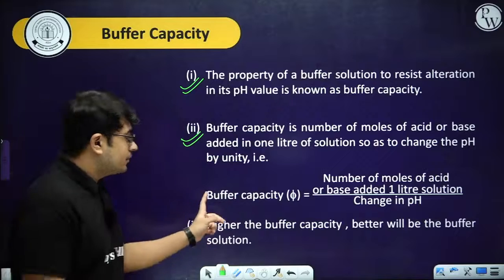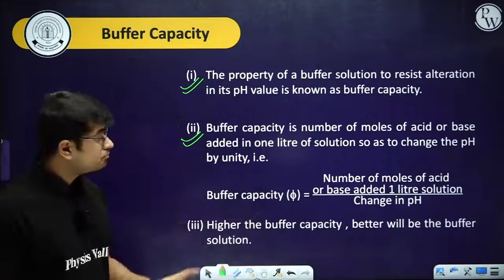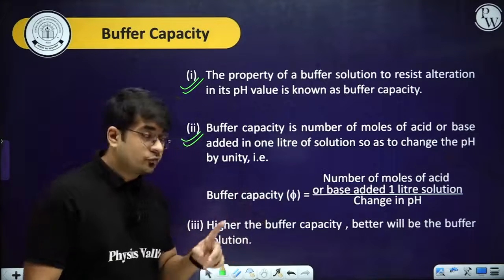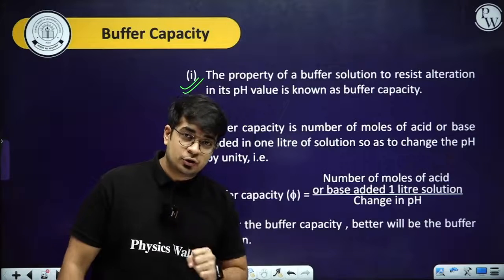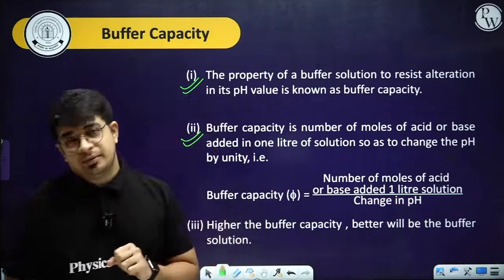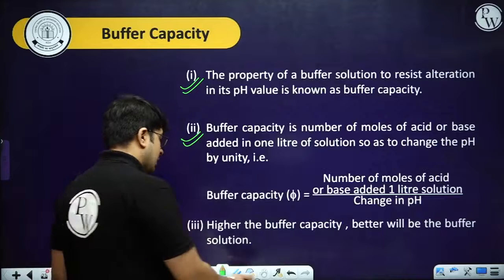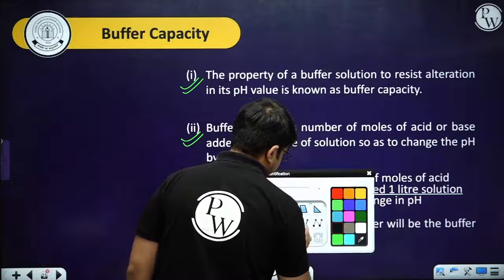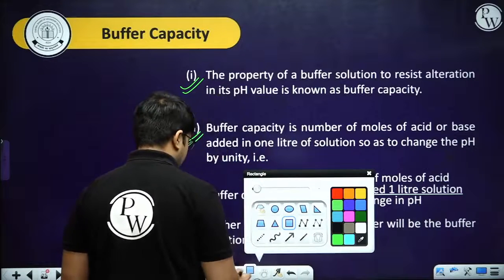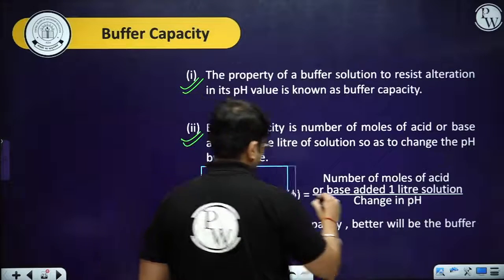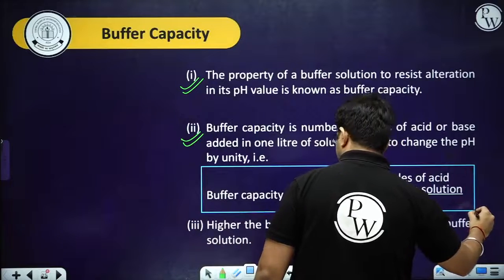Okay, it means buffer capacity, which is represented by phi, will be equal to the number of moles of acid or base added in 1 liter solution divided by the change in pH. Okay, that will be the buffer capacity. Very interesting formulation related to the entire part. So always remember this formula for buffer capacity.